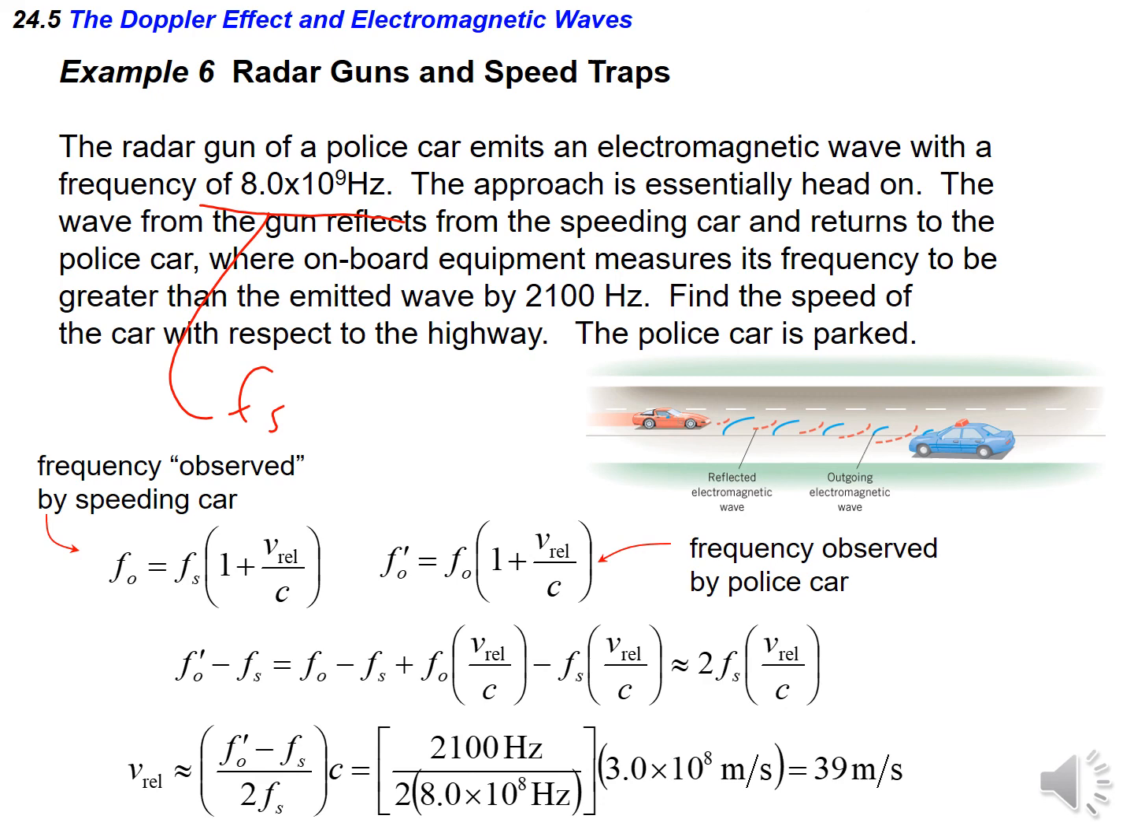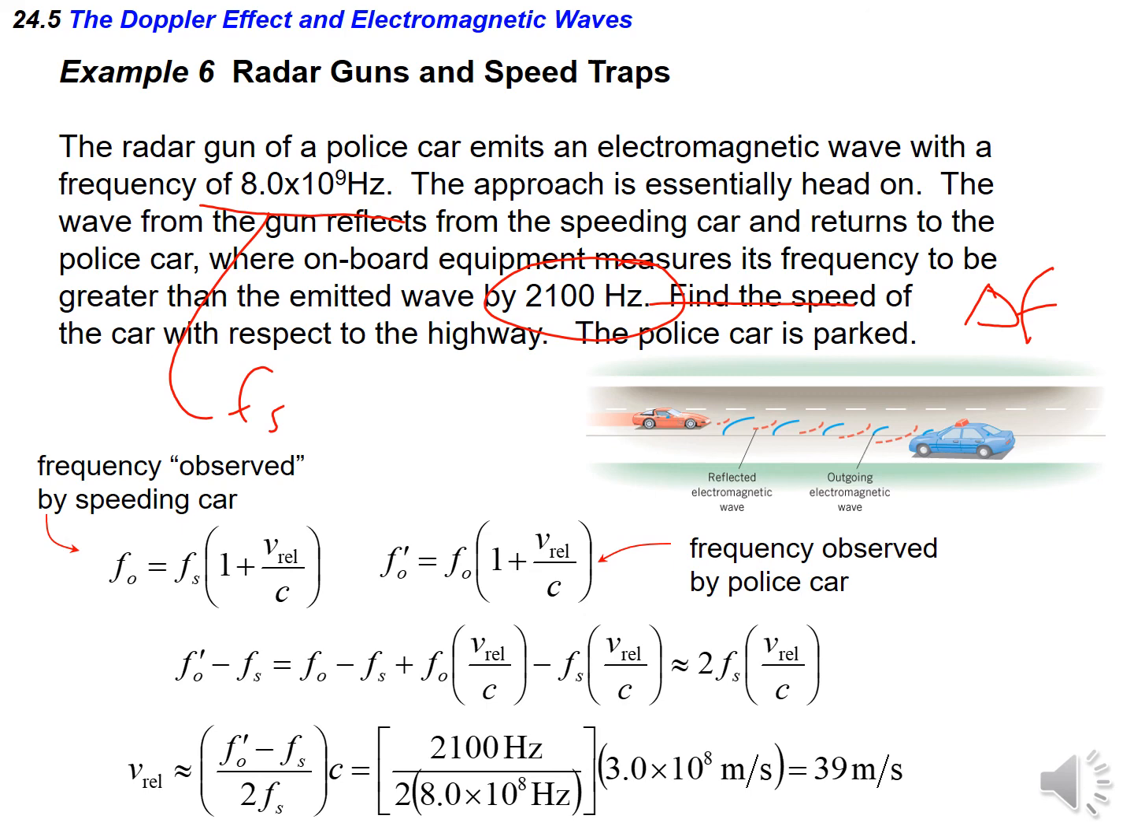The wave from the gun reflects from the speeding car and returns to the police car, where onboard equipment measures its frequency to be greater than the emitted wave by 2100 hertz. So meaning there's a difference, the change in frequency. The difference in frequency is 2100 hertz. Find the speed of the car with respect to the highway. The police car is parked, meaning the velocity of the police car is at rest.